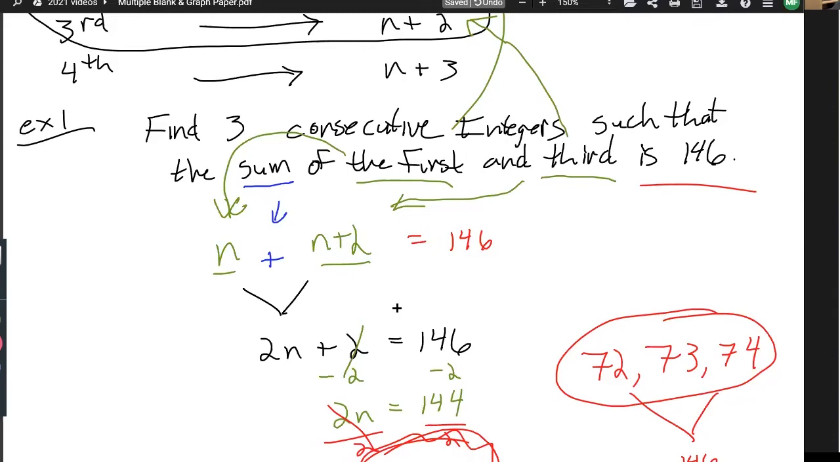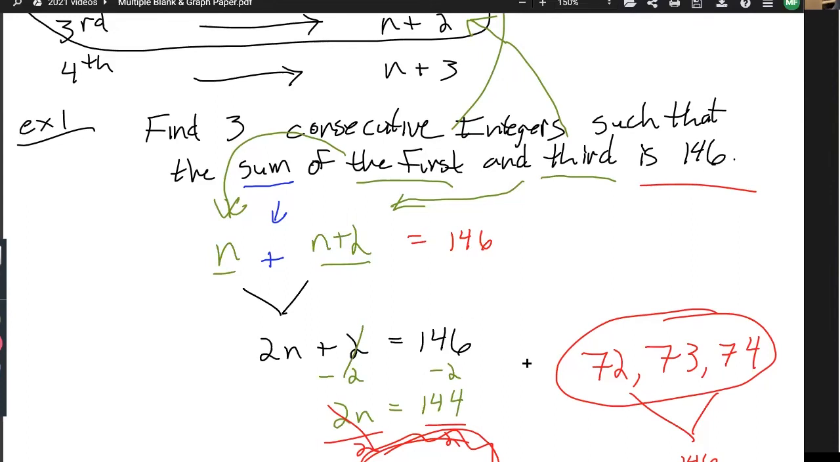Now, obviously, when you do this work on a test, I want to see this. I want to see that n equals 72. And a lot of you will probably forget to write 72, 73, 74. You solved the equation, but you didn't answer the question. So if you do this, I probably won't count it wrong, but I will think a little less of you. But that's okay, because I already think highly of you. So if I think a little less, you're still awesome.